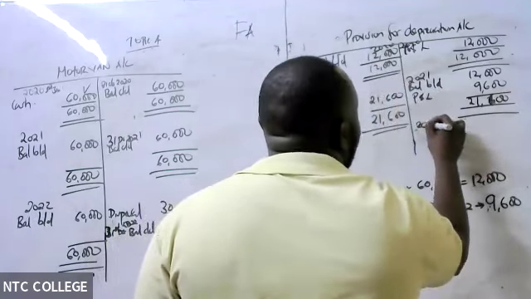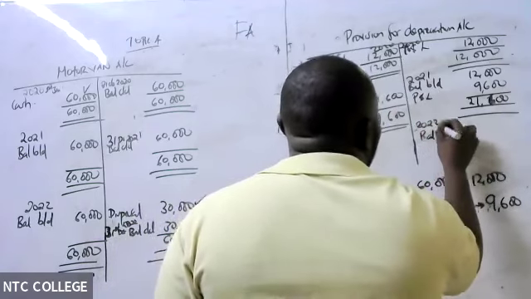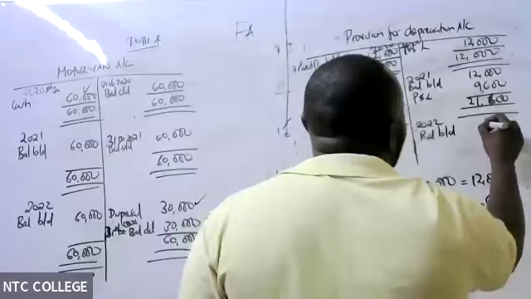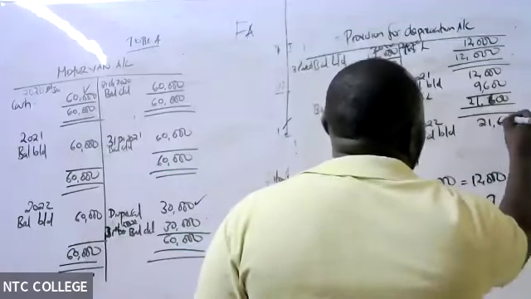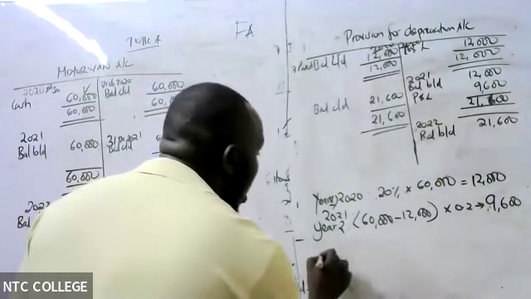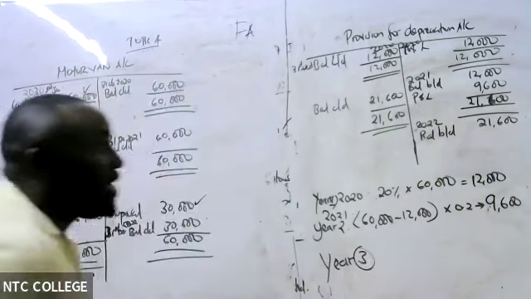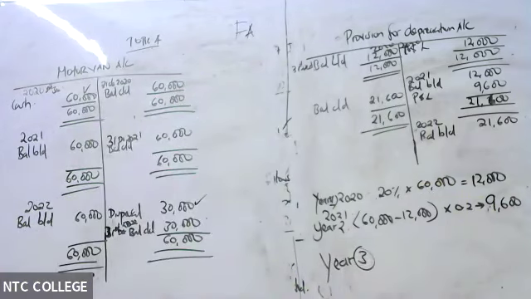Then we have 2022. So we have balance brought down, that is the beginning of the year. That should be 21,600. So year three. Tunaelewana hapo? Year three.